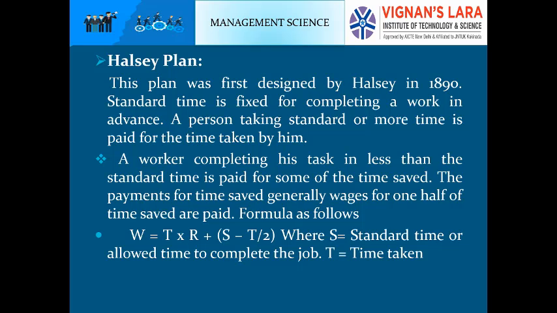The formula is as follows: wage equals T into R plus (S minus T) by 2 into R. T means actual time taken, R means hourly rate, S means standard time, and dividing by 2 means 50%. Here, first of all, T into R is the actual time taken into the hourly rate. Now, where the employee completes in less than the standard hours, we give a bonus. The bonus is 50% of time saved. This is the Halsey plan.